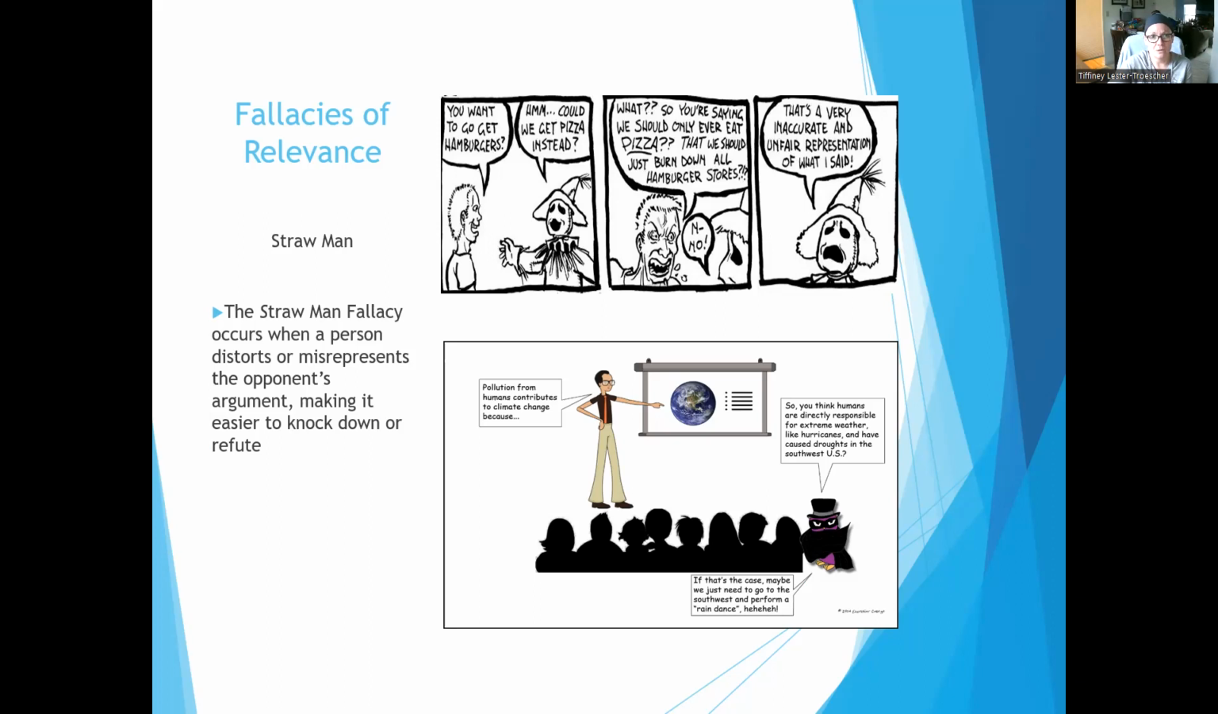But there was no argumentative statement made in the first place, right? Want to go get hamburgers? Could we get pizza instead? But how many times do we see it turn into this kind of silliness? Or this is probably a more relevant example here. The second example, pollution from humans contributes to climate change because, and then our dark, sinister guy cuts them off. So you think humans are directly responsible for extreme weather like hurricanes and have caused droughts in the Southwest US? If that's the case, maybe we just need to go to the Southwest and perform a rain dance. It's creating an argument where one did not exist by twisting and distorting what the original person stated. This happens in politics a lot. It happens on social media a lot.